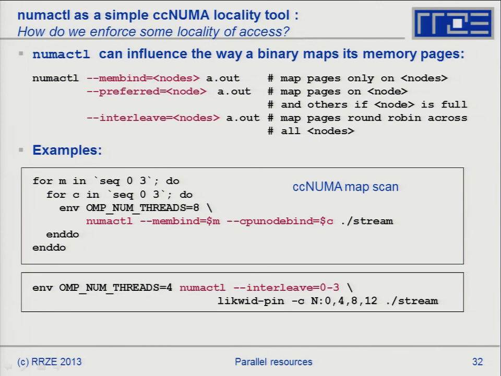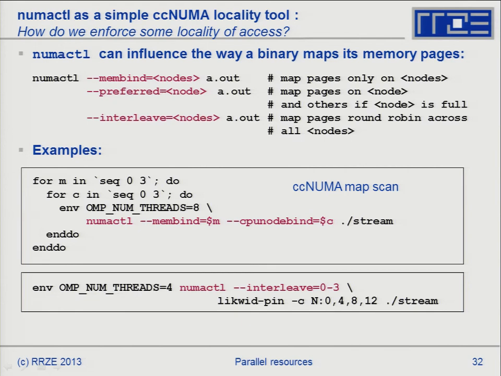So this NUMA map scan can be done with this very simple shell loop. You have two variables, m and c. m goes from 0 to 3, c goes from 0 to 3. You're running a stream benchmark with 8 threads, and you say numactl --membind for m, --cpunodebind for c, stream. You could just as well use numactl and then call likwid-pin and then call the binary. Same effect.